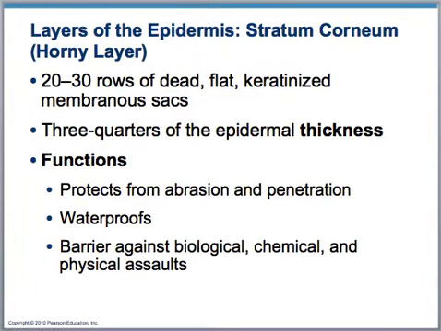Last but certainly not least is the uppermost layer, which is what we call the stratum corneum. The stratum corneum is 20 to 30 rows of just dead, flattened, keratinized membranous sacs. So these are actually no longer even cells. They're technically dead by the time they get to this layer. They function in protecting us from abrasion and penetration, like I mentioned before. They're waterproof. They're a barrier against any biological, chemical, or physical assaults entering or at risk of entering our body. And they also make up 3/4 of the epidermal thickness. So this is making up a huge portion of the epidermis. And remember, these are those cells that are sloughing off or coming off when you are losing skin cells.